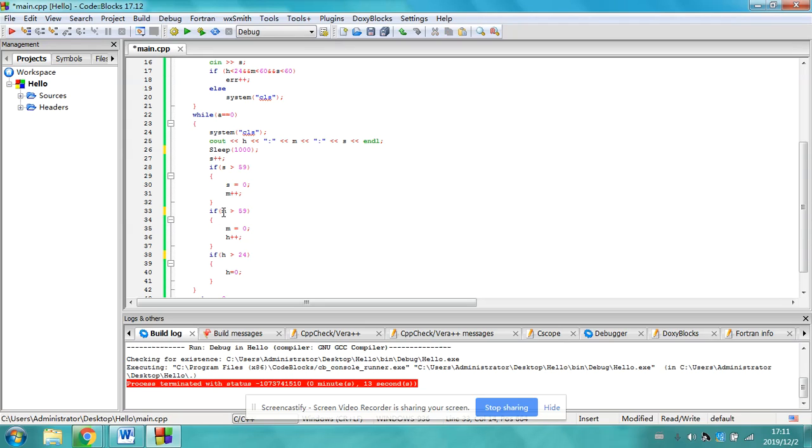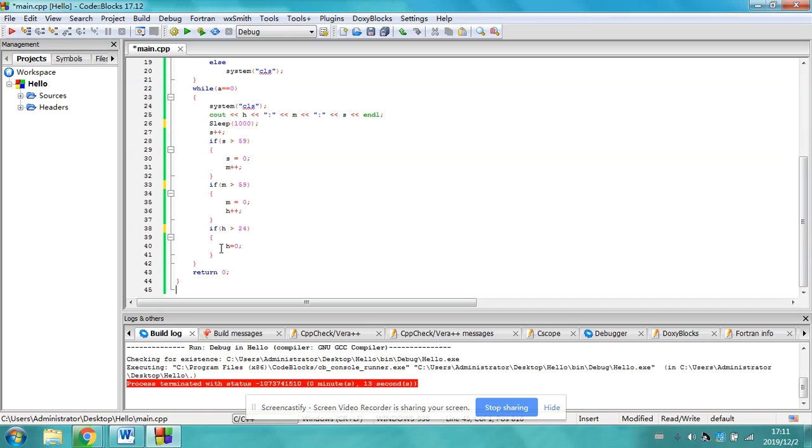And then in the same way that this works, we just replace S with M. And if M is larger than 59, then we increase 1 to the hour. And if the hour is larger than 24, when it becomes 25, we just clear the thing to 0. Right. And yeah, return 0. We don't actually need that, but that's the end of the program when we see that.